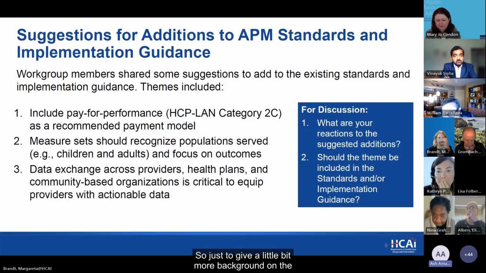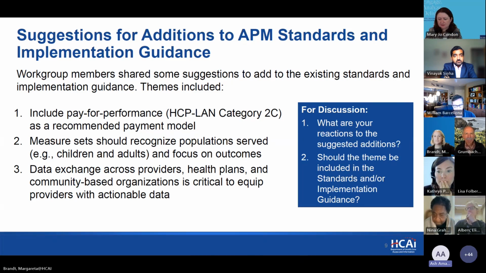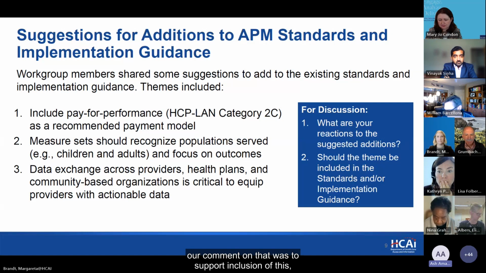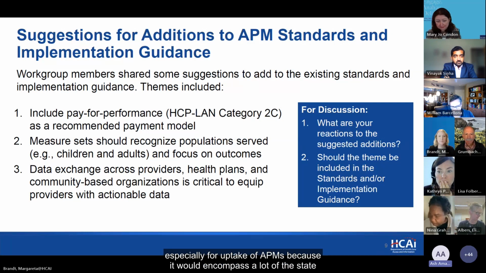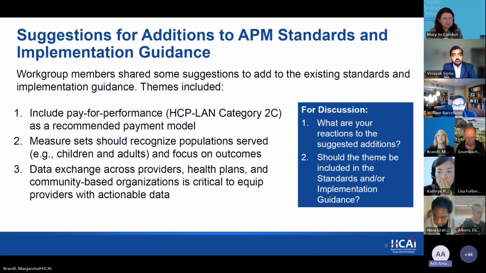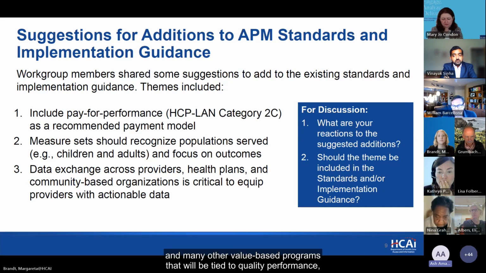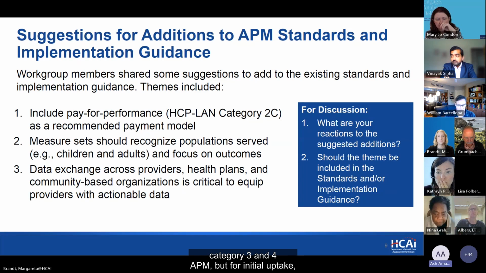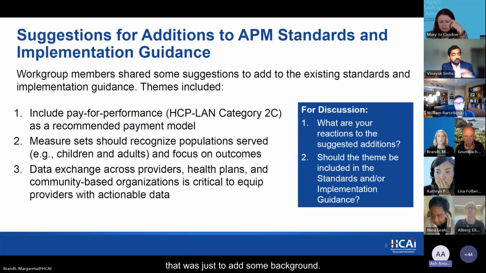So just to give a little bit more background on the Category 2C inclusion, our comment on that was to support inclusion of this, especially for uptake of APMs, because it would encompass a lot of the state-directed payments from MCPs to health systems and value-based payment programs that DHCS currently supports, like QIP or EPP, and many other value-based programs that will be tied to quality performance, at least as a stepping stone. Obviously the goal could be to eventually get to Category 3 and 4 APMs, but for initial uptake, that was just to add some background.